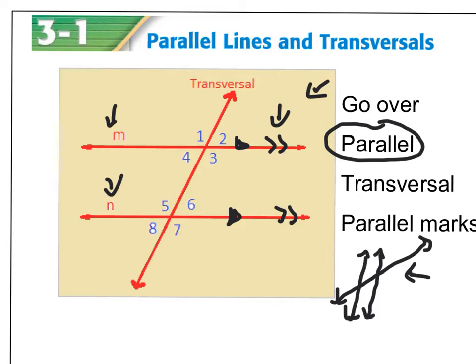Just like angles, we never assume that they're equal unless they have the little equal marks or congruent marks. With parallel lines, we can never assume that they're parallel other than having those types of marks.